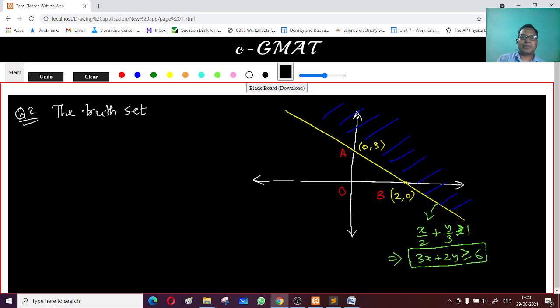So here the truth set for this particular problem is going to be 3x plus 2y greater than or equal to 6. So the truth set is nothing but the solution space which he is talking about. So that is another term which is given over here, another word which is associated with the solution set.